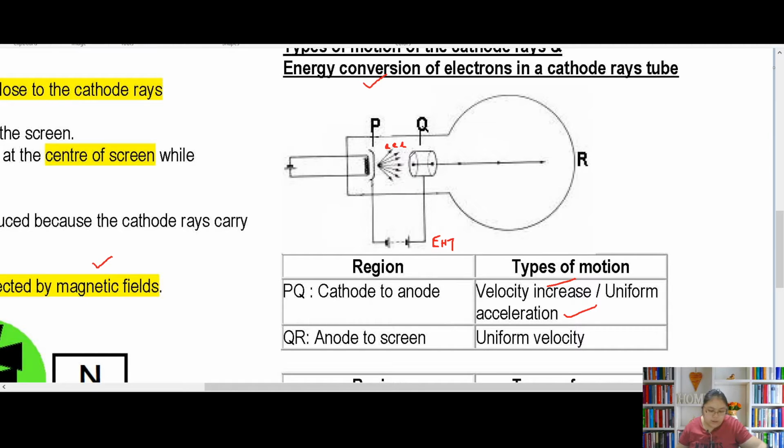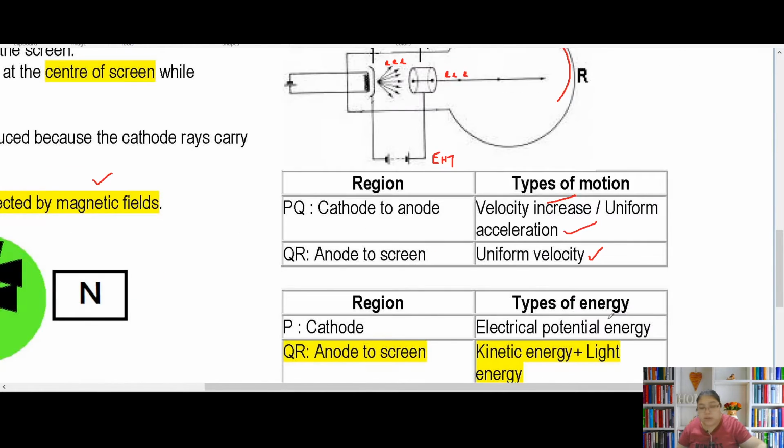Now you see QR. QR no longer has any extra high tension, which means the electron here will go straight to the screen, is it? So this one we just say uniform velocity. Normal velocity. Now we're going to see the energy conversion.